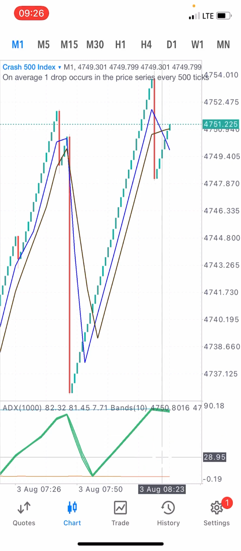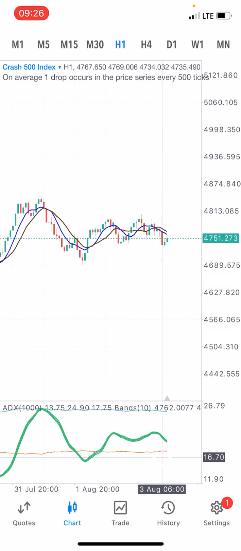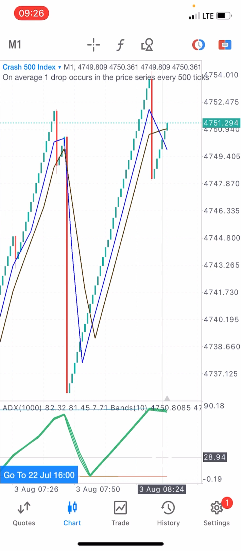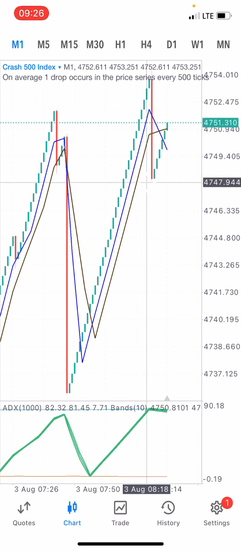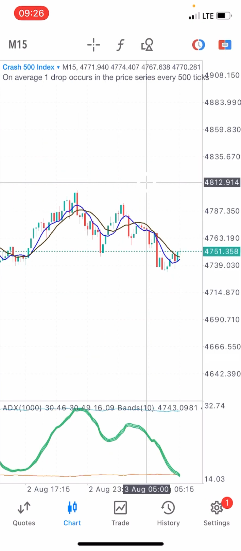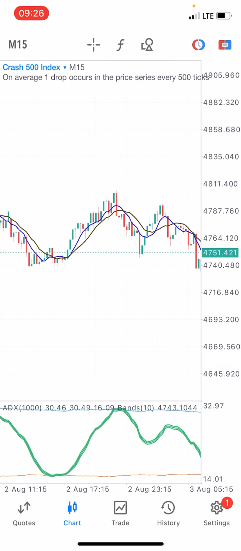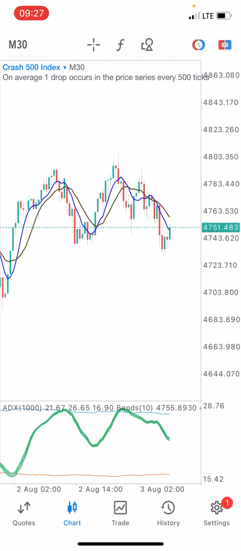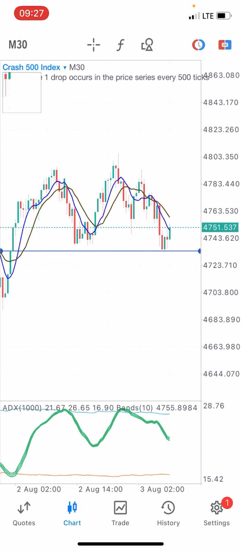Now the best thing to do, as I said, is the trend. What is the trend of the Crash 500? It's an uptrend, so the market is likely to keep buying. So what you have to do is go on the higher time frame. This is where price action comes in. That's what I actually trade with. Now you go into the market and try to do your analysis.